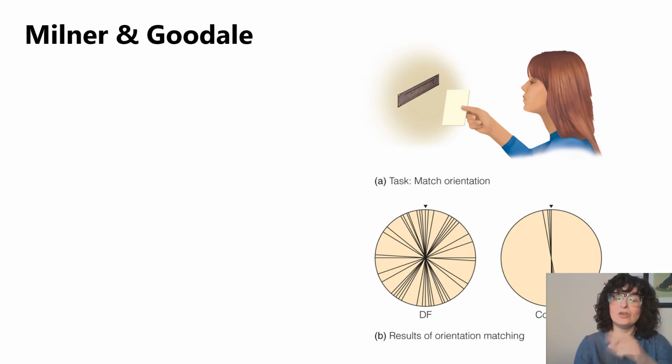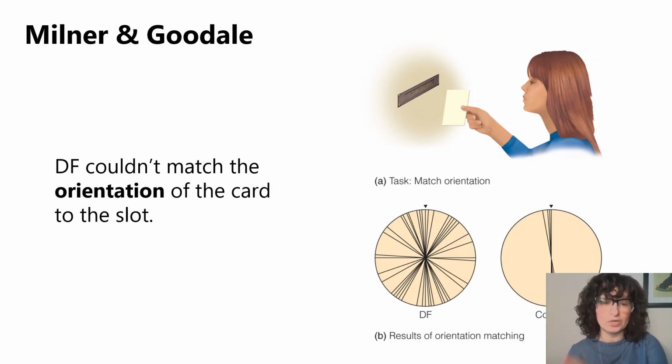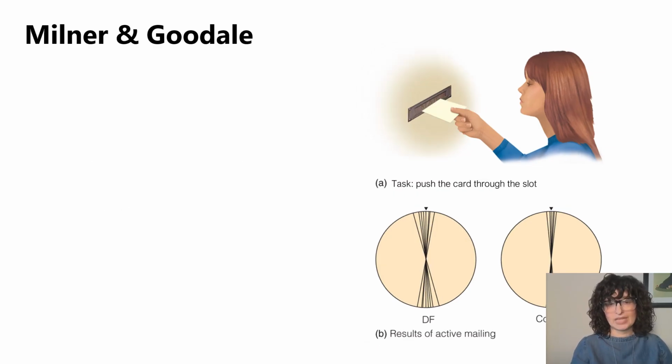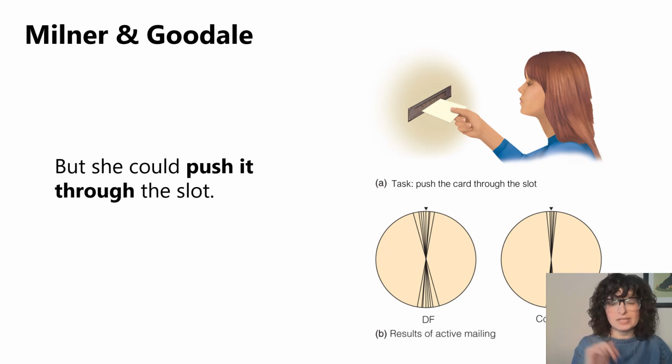You can see that the control participants are very good at matching that orientation, no problem. Easy peasy. DF, on the other hand, you can tell she is guessing. She has no idea what orientation the card slot is at on every trial. She is literally in all of the possible directions, clearly guessing. But when they asked her to push it through the slot, to mail the card, look at these results. Look at these graphs. Control participants nailed it. DF also nailed it.